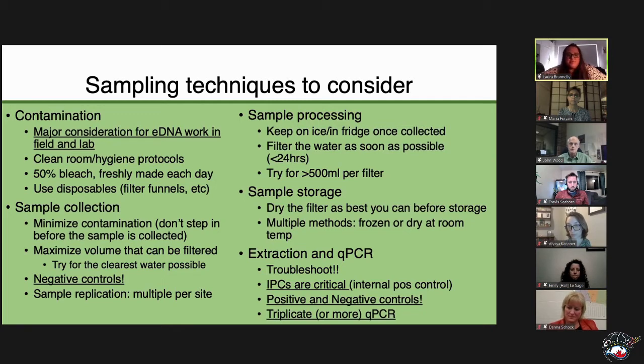And then extraction and qPCR, this is where you need to consider a number of things. And this, again, has to go into contamination. So we want things like IPCs, which are internal positive controls, to make sure you don't have inhibitors. You want your positive and negative controls so that you can make sure that your extraction method worked for your positive control. And for your negative control, you make sure you don't have contamination in your samples. And then you do want to run your qPCR in triplicate or more. A lot of times it's common in eDNA work to run it in triplicate, and then if one of your triplicate wells turns up positive, you consider that a positive.